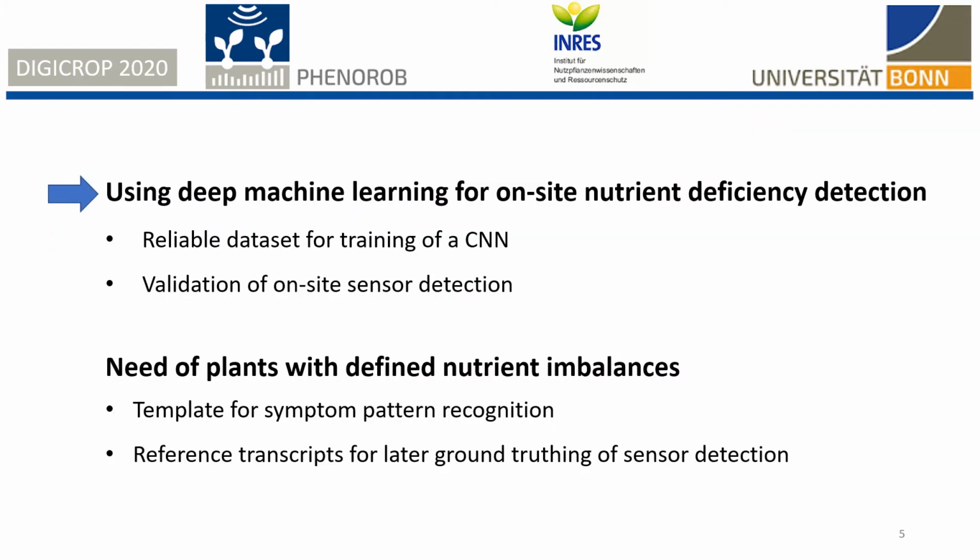Deep machine learning offers the opportunity of developing sensor systems of much higher accuracy. But for training of a convolutional neural network, reliable and exhaustive data sets are necessary, and later on, a tool to validate the quality of the sensor detection in the field. There is a need of crop plants with defined nutrient imbalances to serve as a template for pattern recognition of the caused symptoms, and to obtain reference transcripts for ground truthing of sensor detection on site.